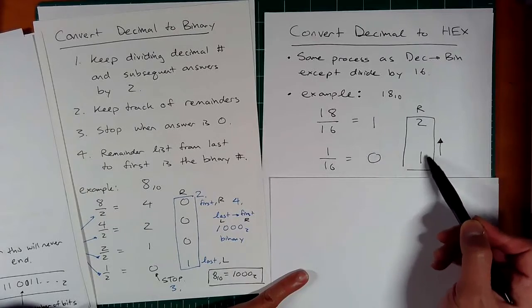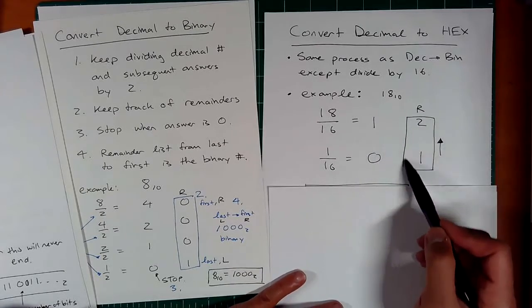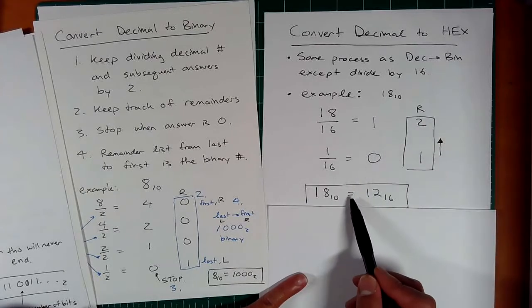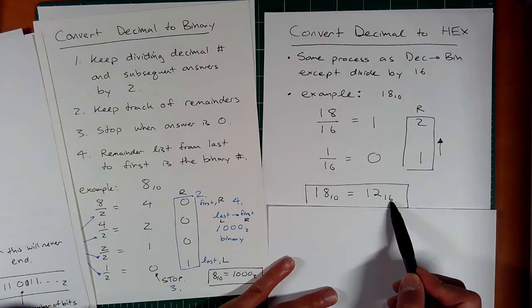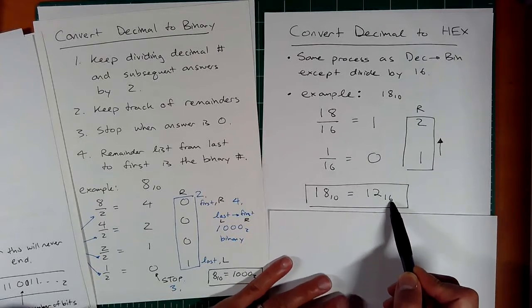So I'm going to read the remainders last to first. That is my hexadecimal number. So 18 base 10 is 12 base 16. And then the question is, can we check that? Does that make sense? Well, let's try it.